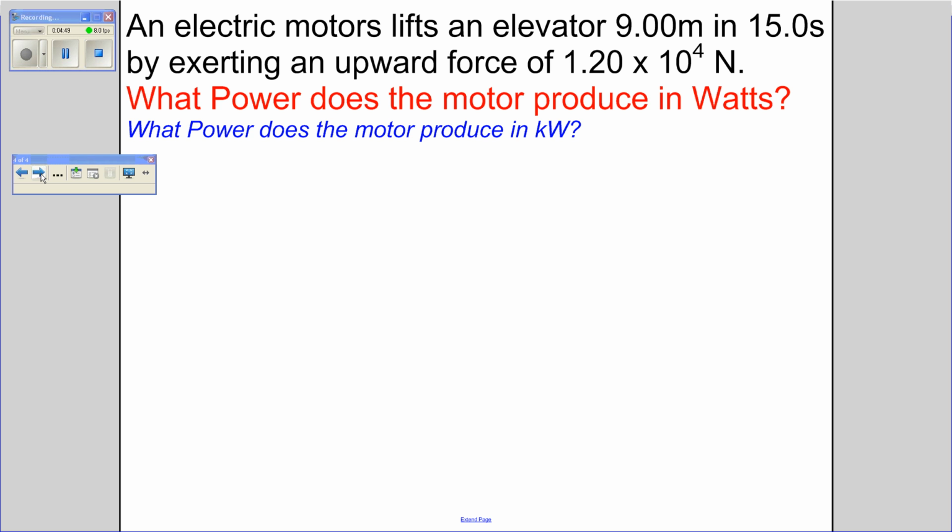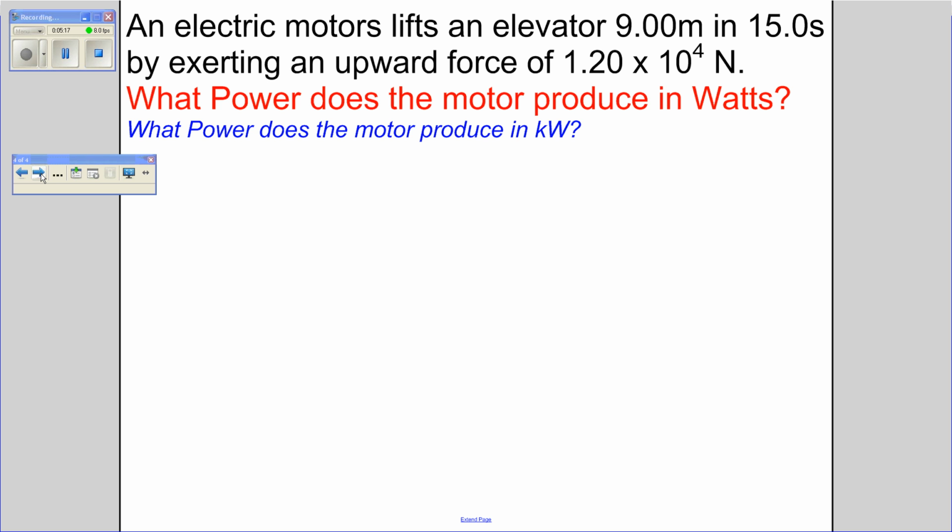Okay. Now, an electric motor lifts an elevator 9 meters in 15 seconds by exerting an upward force of 1.2 times 10 to the 4th newtons. What power does the motor produce in watts? And then in your book, I added this in because this is how they ask it in the book: what power does the motor produce in kilowatts?